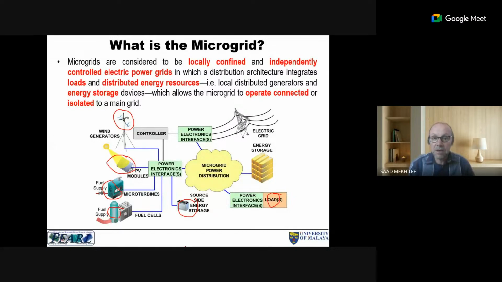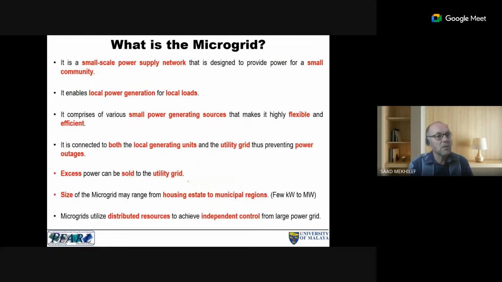Is this clear now? We saw the traditional grid, then we saw that the current grid is transforming, and then we talked about the microgrid. Okay, I assume everything is all right. So let's move on and define the microgrid now.